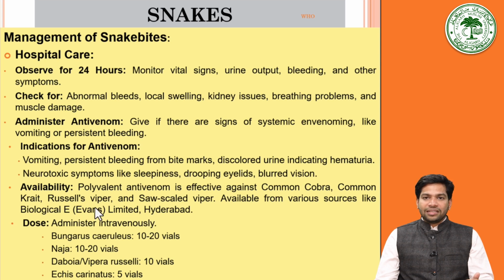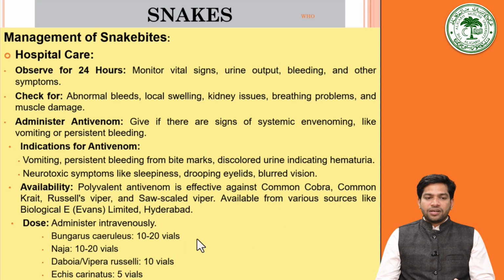I already told that usually in India the polyvalent antivenom is available, which is effective against the common cobra, common krait, Russell's viper, and saw-scaled viper, because this polyvalent antivenom is made from these 4 snakes. These 4 snakes are called the Big 4 in India because most snake bites in India occur because of these 4 snakes only. Then you must know the source of the antivenom. Usually this is produced by Biological E Limited, Hyderabad.